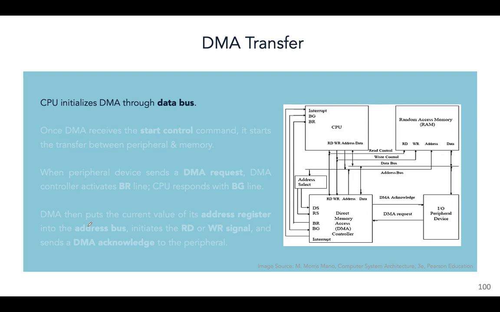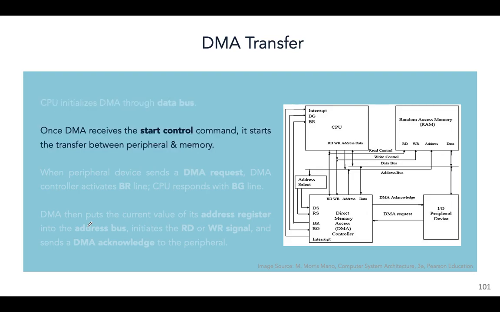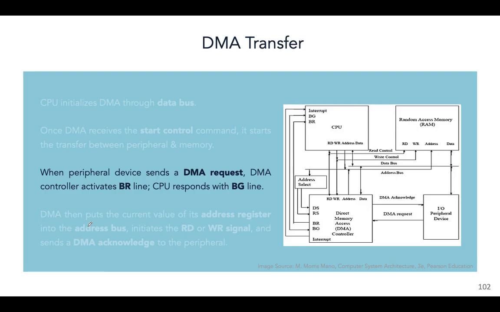Alright, the CPU initializes DMA through the data bus. Once the DMA receives the start control command, it starts the transfer between the peripheral device and memory. When the peripheral device sends a DMA request, the DMA controller activates the BR line, and the CPU responds with the BG line. The DMA controller receives a request from an input-output device. It activates the BR line, the bus request line. This line goes to the CPU. When the CPU receives the bus request, it activates the bus grant line to indicate to the DMA controller that access to the bus has been granted. Alright.